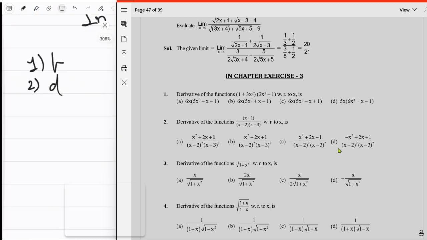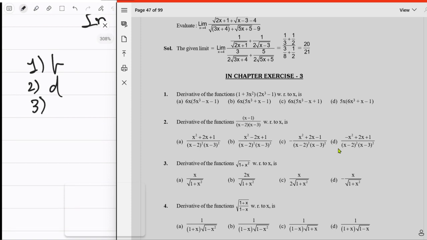Let's go to third. Derivative of the function square root of 1 plus x squared, so just 1 upon 2 square root of 1 plus x squared times 2x, which is x upon square root of 1 plus x squared, which is A, I think. Next, fourth.